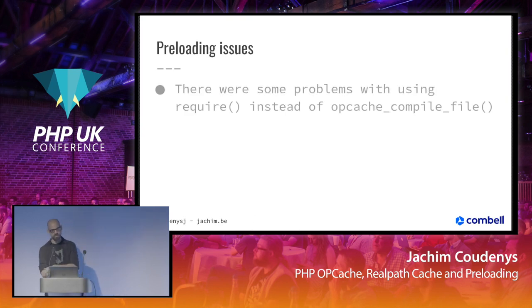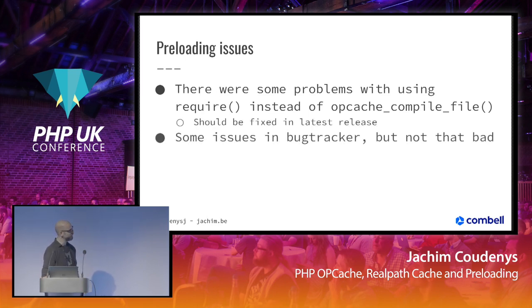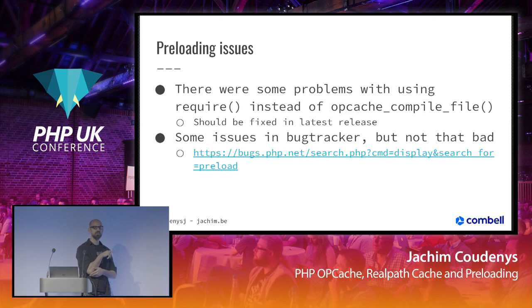So there were some issues in the beginning. The RFC talked about OPCache compile file, and then you have to figure out the object graph or the inheritance yourself. So Laravel and Symfony just took a file and used autoloading, so they did require. The autoloading automatically knew what files it had to include. But they focused more on the OPCache compile file way than the require. So in the beginning there were a lot of seg faults, but most of that has been fixed. There are some issues in the bug tracker, but it's not that bad. I think the previous minor version disabled preloading by default for Windows, because Windows and memory do some crazy things.